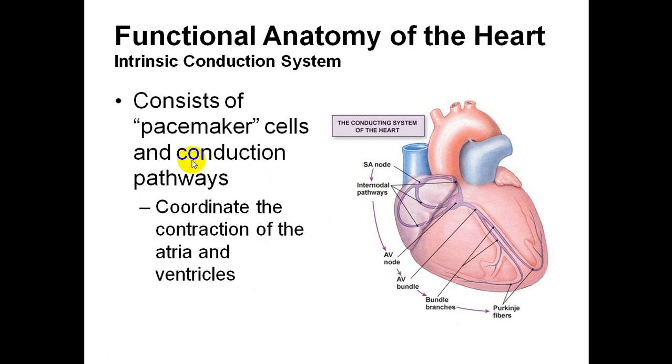The electrical activity coordinates the contraction of the atria and ventricles. There are two functions: electrical activity and mechanical contraction. The electrical activity precedes the ventricular and atrial contractions, coordinates them, and really ends before the contraction has ended.